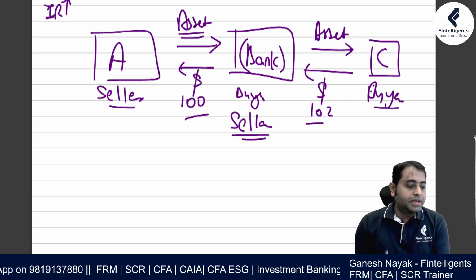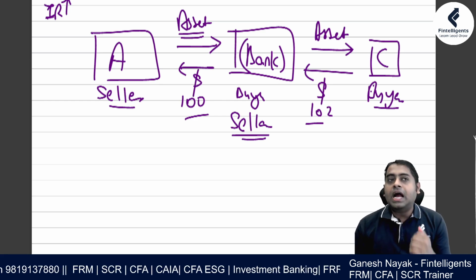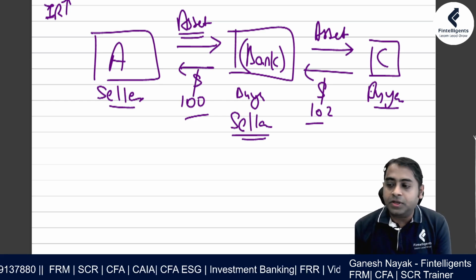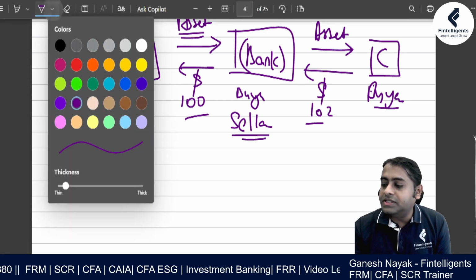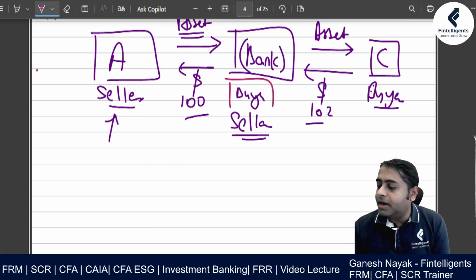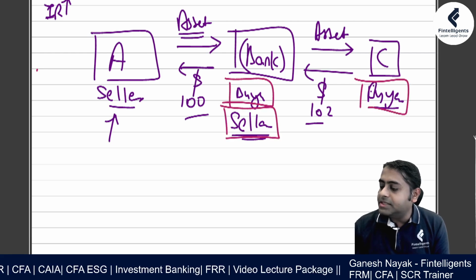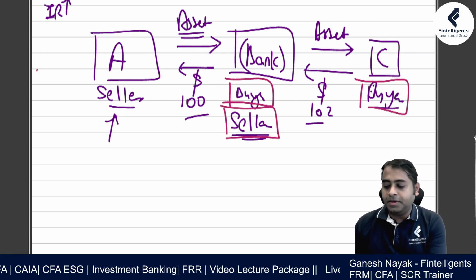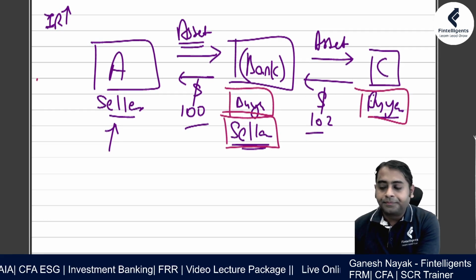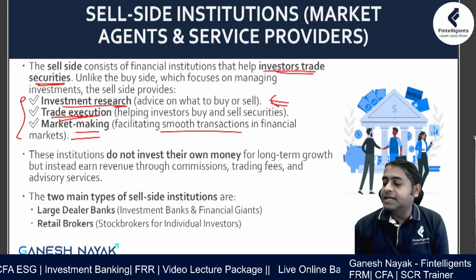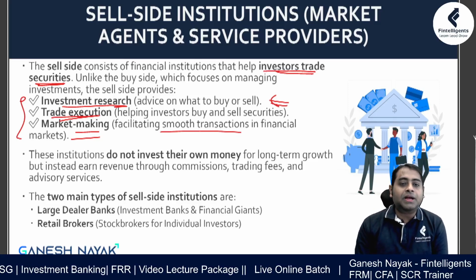Market making in simple terms means I am providing liquidity in the market, because whenever the seller wants to sell, I am ready to become the buyer, right? Whenever somebody wants to buy, I am ready to become the seller. That is market making. It facilitates smooth transactions in the financial market.